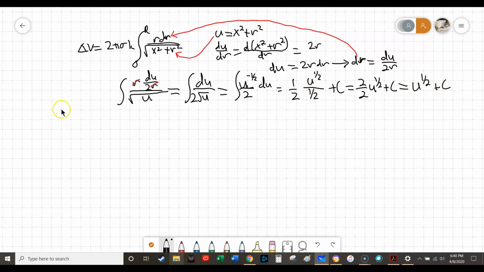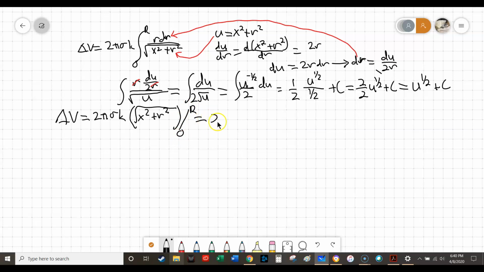Well, let's go ahead and use this in our solution. So delta V is going to be equal to, I'm going to copy our constants in front, 2 pi sigma times k. And now we know this entire thing is just u to the 1/2 power, where u is x squared plus r squared. So that whole thing is just going to be the square root of x squared plus r squared, which we are evaluating from 0 to capital R.